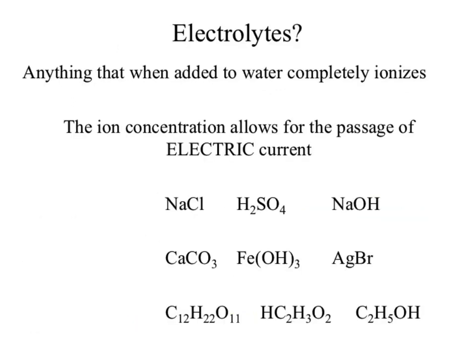Last part, which you guys should already be rock stars at because of the lab, electrolytes. Okay? Electrolytes are anything that, when added to water, completely ionize. So a strong acid would be a strong electrolyte, because our strong acids completely ionize when they hit water. That's what they are by definition. A weak acid would be a weak electrolyte, because weak acids don't ionize as much. And we'd have to go through and quantify that.